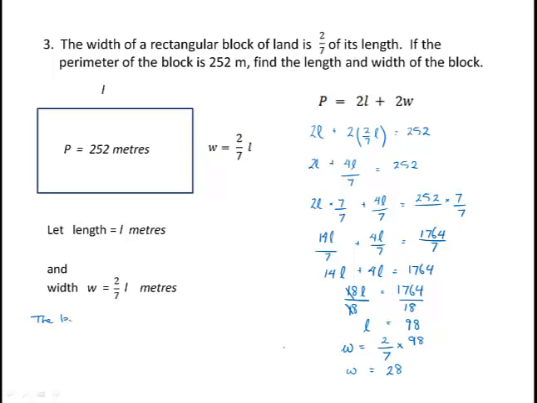So the length of the block is 98 meters.